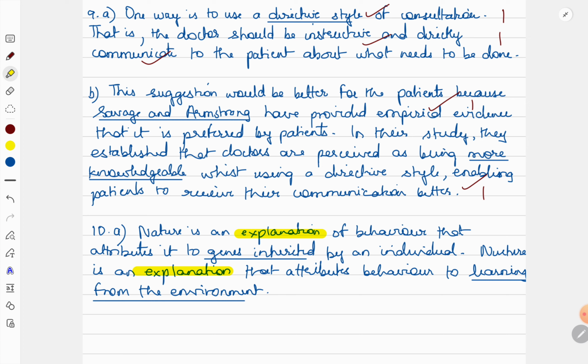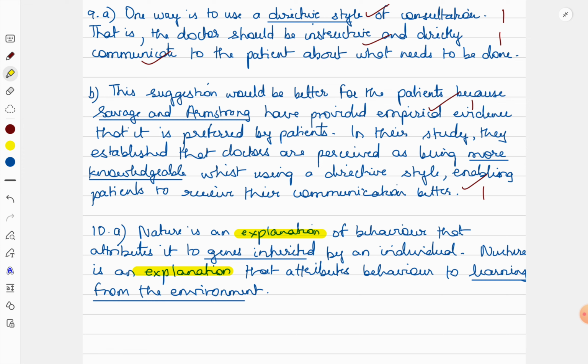If I say, for example, that patients perceive communication as better when it is directive, their perception is the behavior and the directiveness of the doctor is the explanation. I know it sounds very basic, but basics is what students are making mistakes in. So if you don't know the difference between what is an explanation and what is a behavior, you will not be able to define the concepts correctly. So first be clear on that.